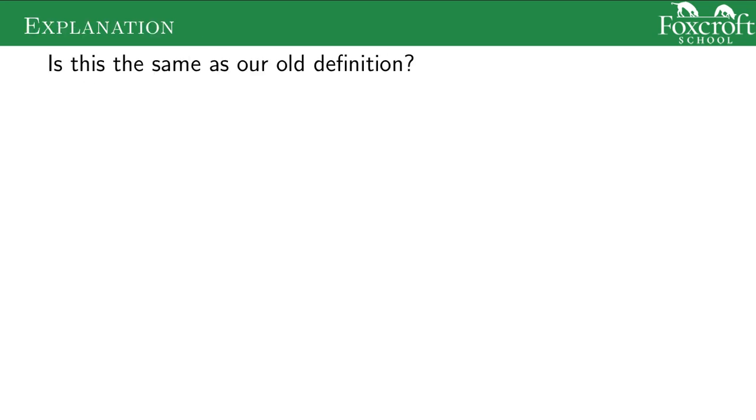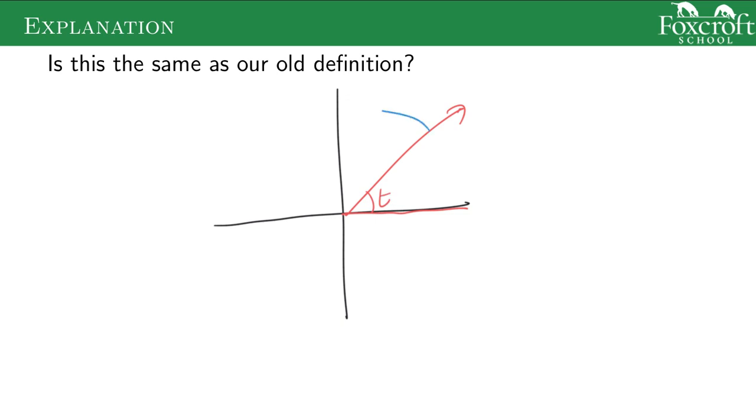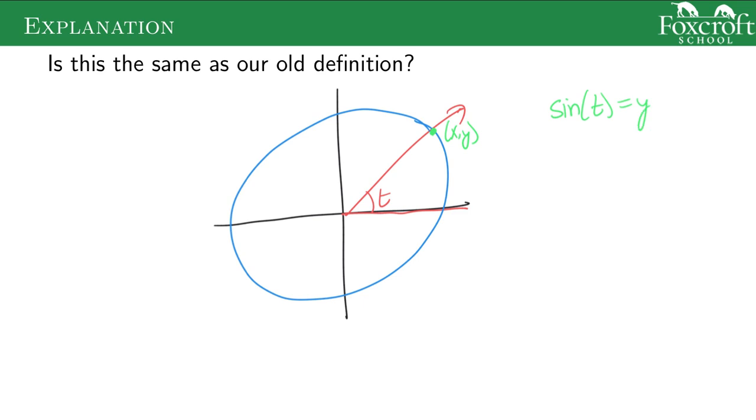Is this definition the same as our old definition? I'll just do this real quick. Let's say we have this angle here, t. We have our unit circle, and we have this point, x comma y. Is this definition the same as before? Let's just focus on sine. We don't have to do both of them. The sine of this angle, based on our definition we just had, is y. But is it the same as our SOHCAHTOA definition? Well, let's see.